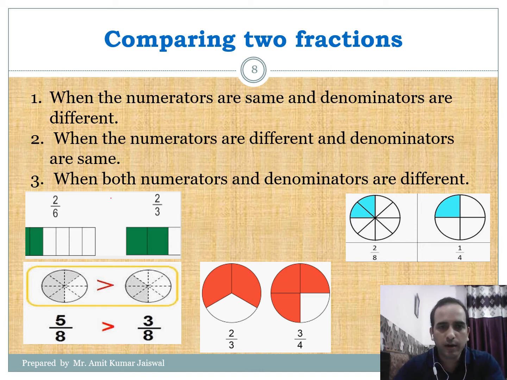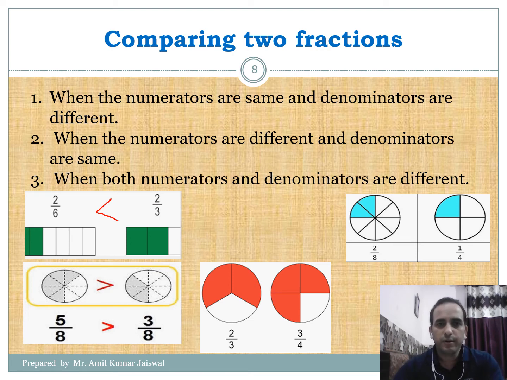You can understand it this way also. If rupees 2 is to be divided among 3 people and rupees 2 is to be divided among 6 people, the share of 3 people will be larger as compared to the share of 6 people. So this is what we understand from here. Now next we have the example 2 upon 8 and 1 upon 4. Here we have the example of 5 upon 8 and 3 upon 8.